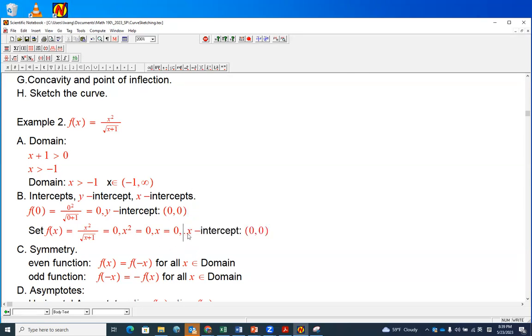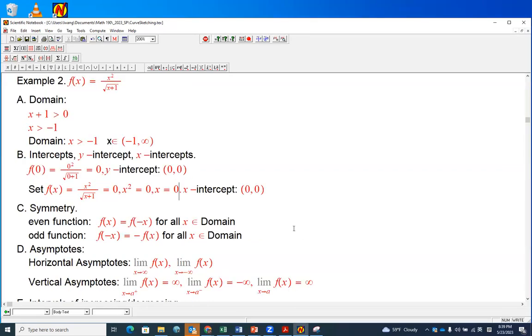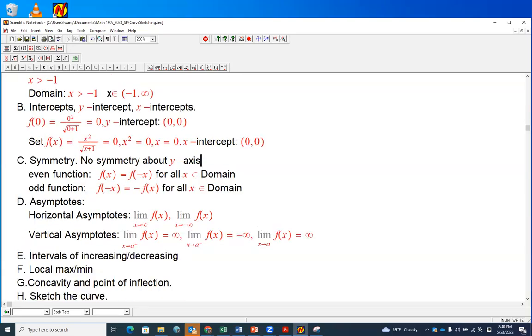Okay. So we found both the x-intercept and y-intercept, and now symmetry. Obviously, this is neither even nor odd. There's no symmetry about the y-axis. And there's no symmetry about the x-axis, about the origin either. So you can just simply check if it's an even or odd function, and it is neither even nor odd.